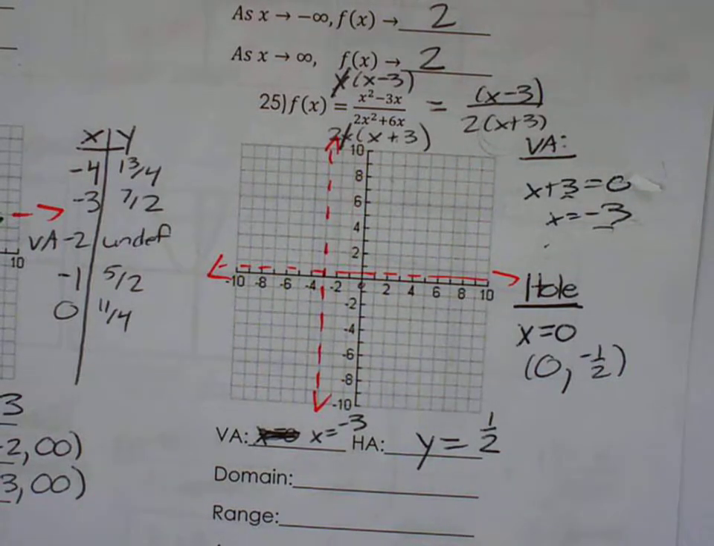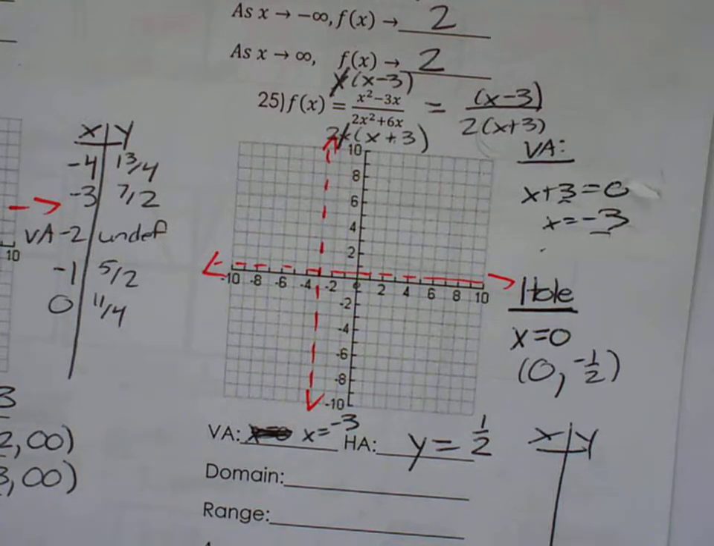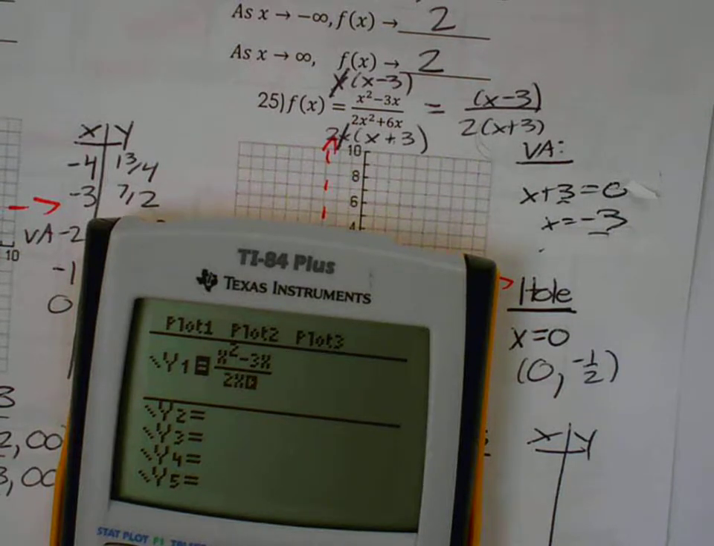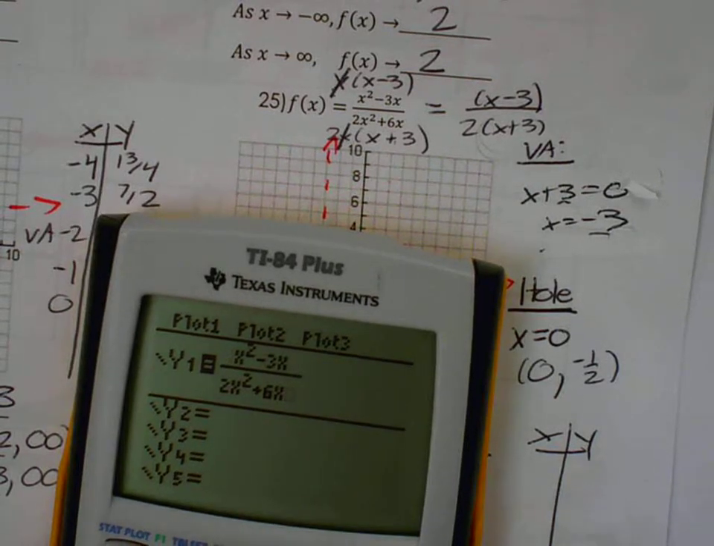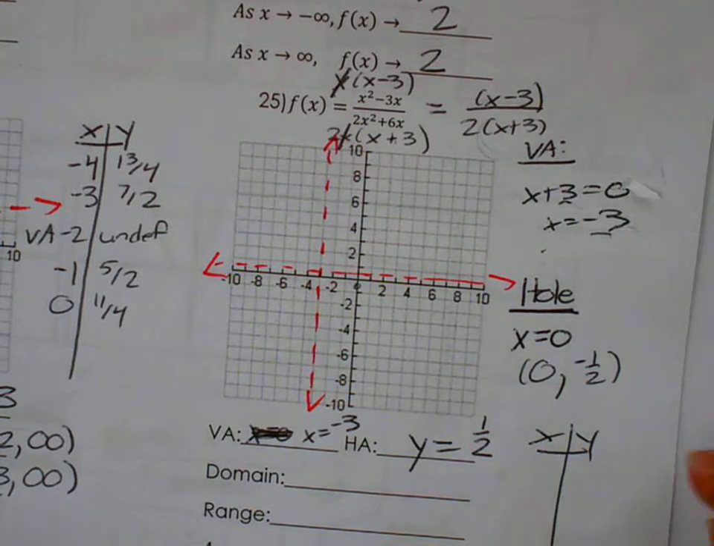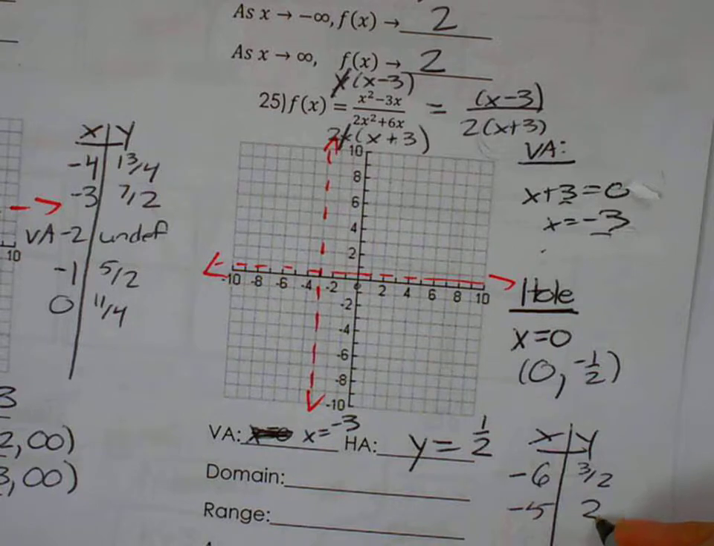All right, so now let's find some points and get a table going. So x and y. So y equals, we're going to do alpha, y equals enter. And I've got x squared minus 3x over 2x squared plus 6x. And I am going to use 2 above and 2 below. So I've got negative 6 and 3/2, negative 5 and 2. And then at negative 3, this is my undefined spot.